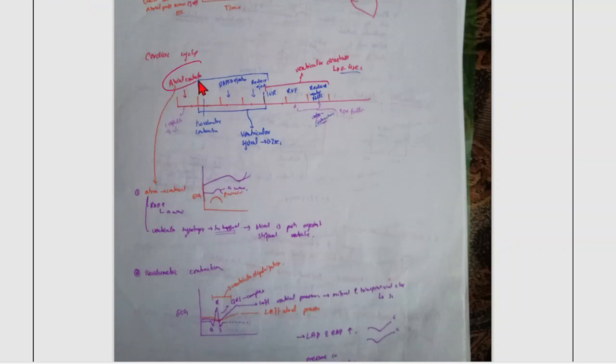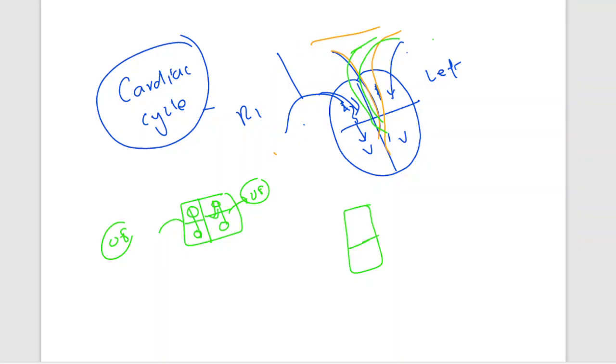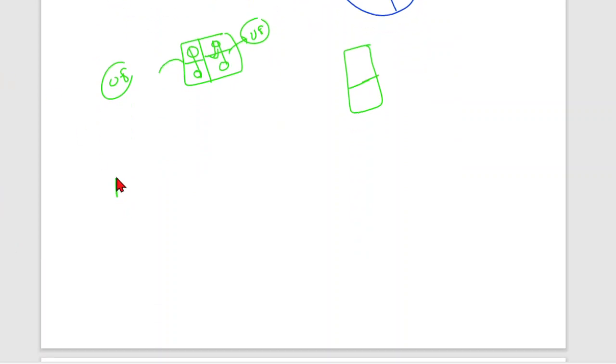So now let us go to the cardiac cycle. First is atrial contraction. After atrial contraction, isovolumetric contraction takes place, then rapid ejection, and then ventricular systole occurs. So the first thing to remember is that in the cardiac cycle, one is atrial contraction and the other is ventricular contraction.